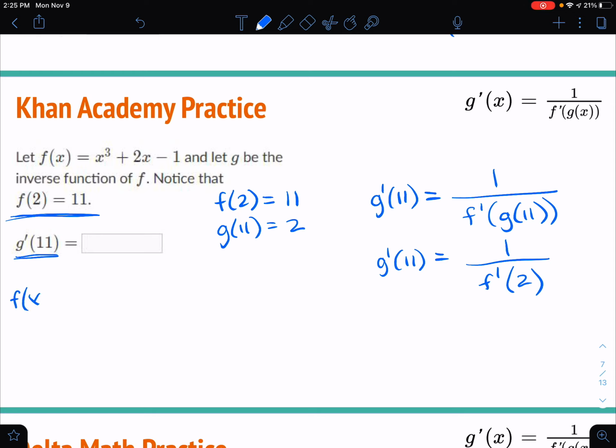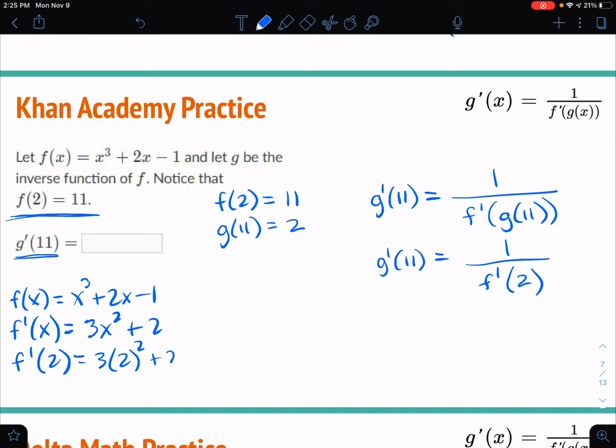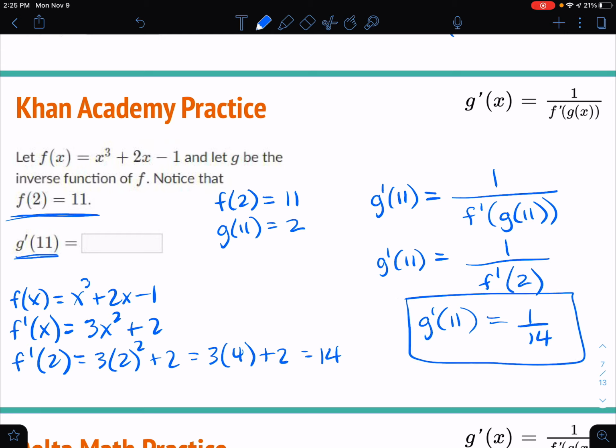So if f of x is x to the third plus 2x minus 1, then I know f prime of x is 3x squared plus 2. If I want f prime of 2, I do 3 times 2 squared plus 2, which is 3 times 4 plus 2, which is 14. So g prime of 11 is going to be 1 over 14.